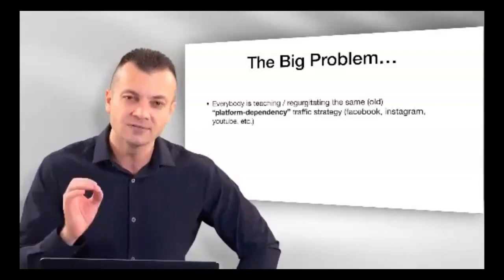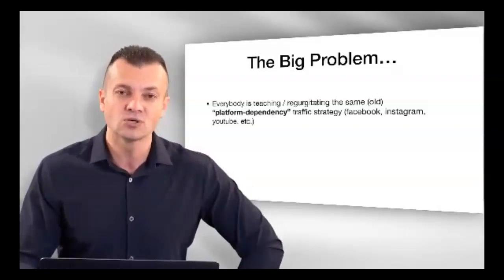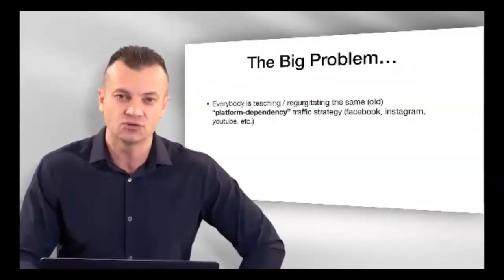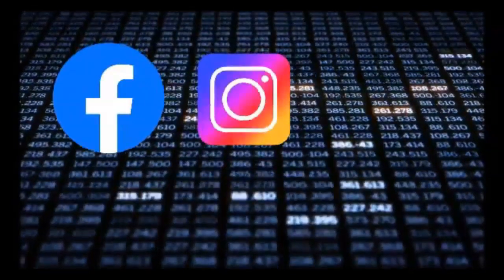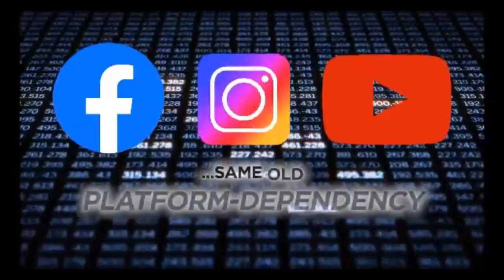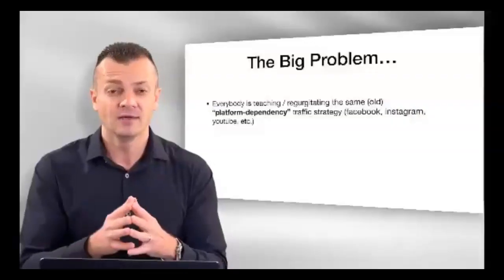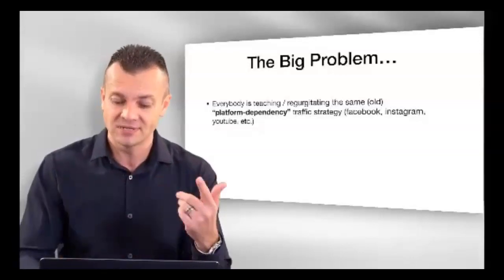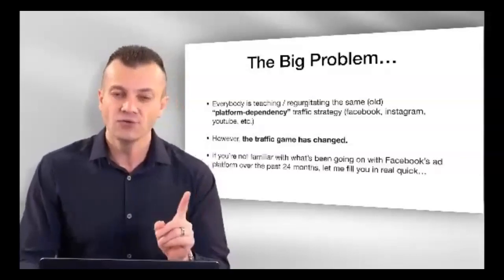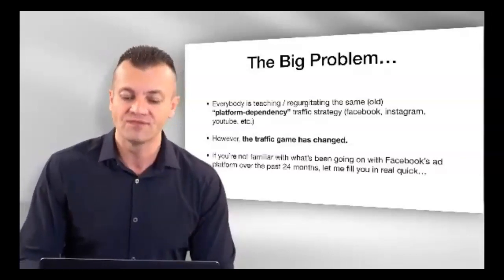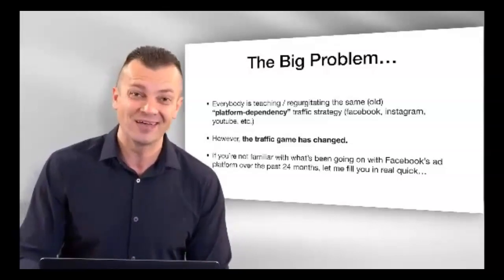Check this out. Right now, today, everybody is teaching and regurgitating the same old platform dependency traffic strategy. What do I mean by this? Facebook advertising, Instagram advertising, YouTube advertising. Basically, a platform dependency traffic-getting strategy. And there is a problem with it. Let me tell you why. Because the traffic game has changed forever, okay? If you have not been familiar with what's been going on with the Facebook ad platform over the past 24 months, let me fill you in on that a little bit right now.